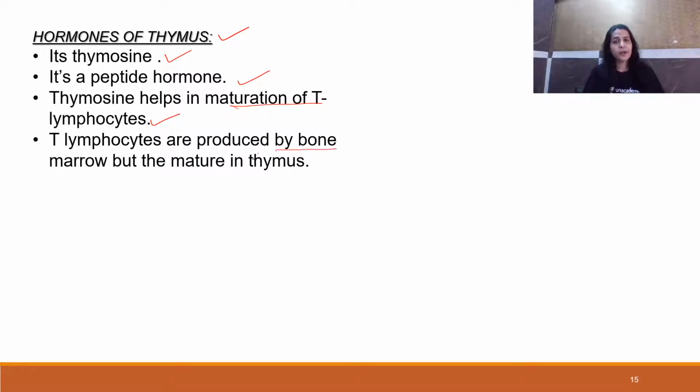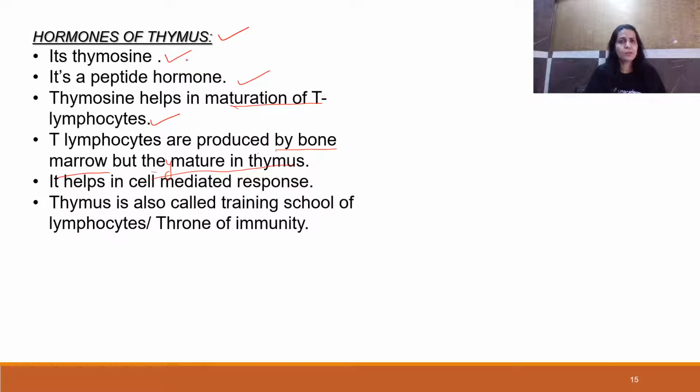Where are T lymphocytes produced? They are produced in bone marrow, but they mature in thymus. If in the exam the question is asked where T lymphocytes are produced, they are born in bone marrow. Where do they mature? In thymus. Which hormone is responsible for maturation? Thymosin. That is why thymus is also called the training school of lymphocytes, or the throne of immunity.